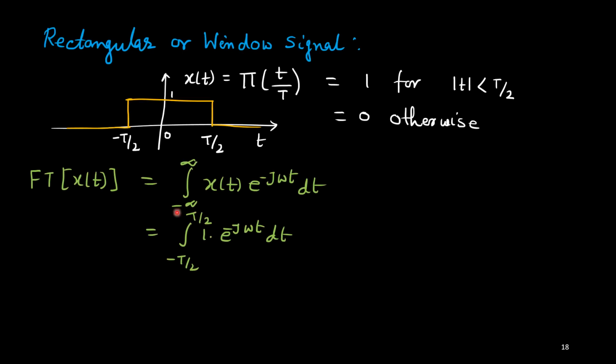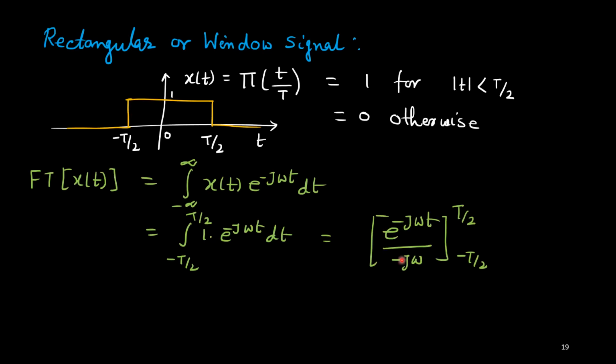So the Fourier transform we'll consider here is, by definition, the integral of x of t e to the power minus j omega t dt. Now x of t is 1 within this range, so we'll consider the range minus T by 2 to plus T by 2. Outside, its value is 0, so we ignore that range because that area will become 0. We consider only this non-zero range, and we replace x of t by 1. Now we need to integrate this one.